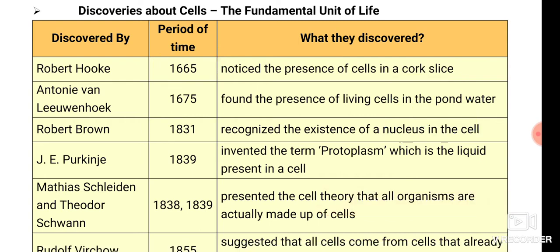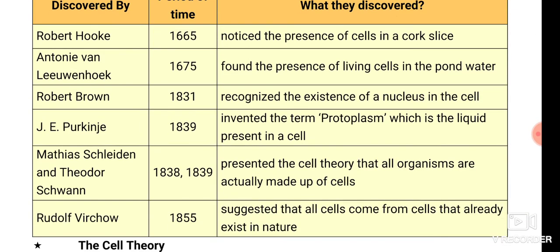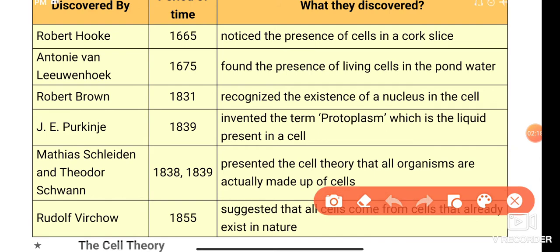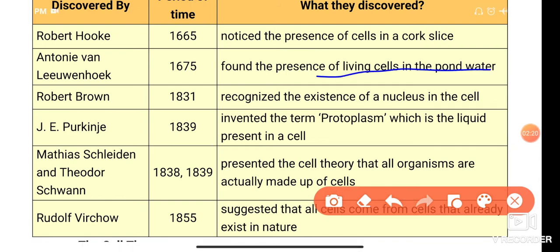The next discovery was by Antony van Leeuwenhoek in 1675, about 10 years after Robert Hooke. In 1675 he made an advanced microscope which he used to find the first living cell. He found the first living cell using pond water, and he also discovered the sperm cells of dogs, frogs, and humans, and the RBC of humans.